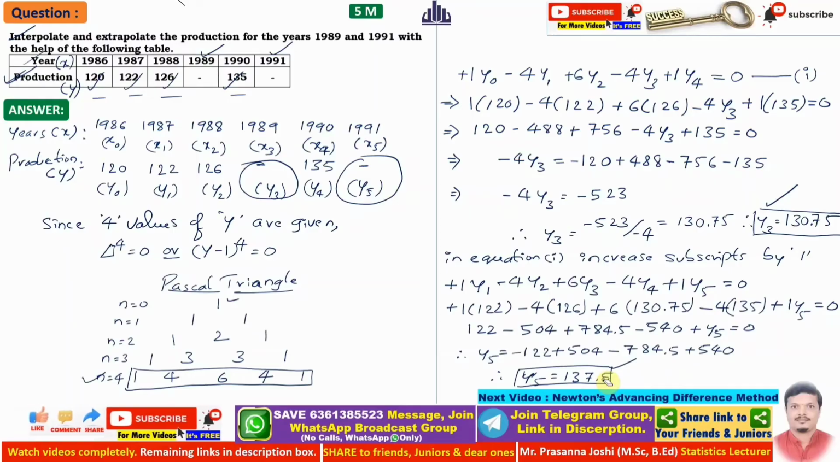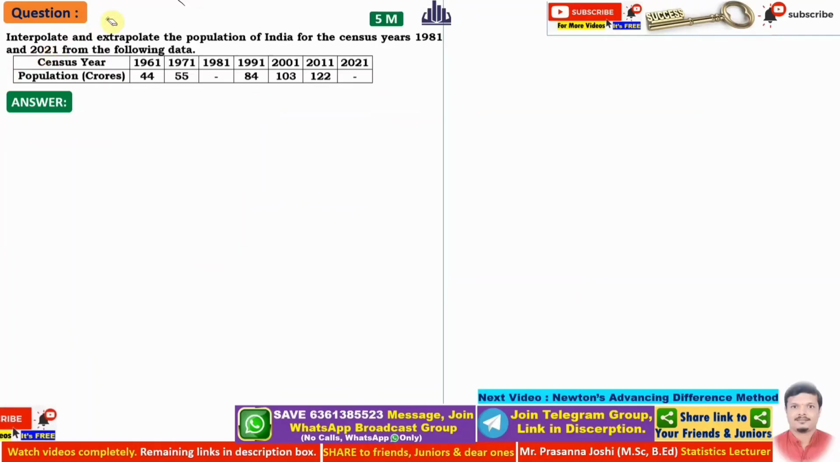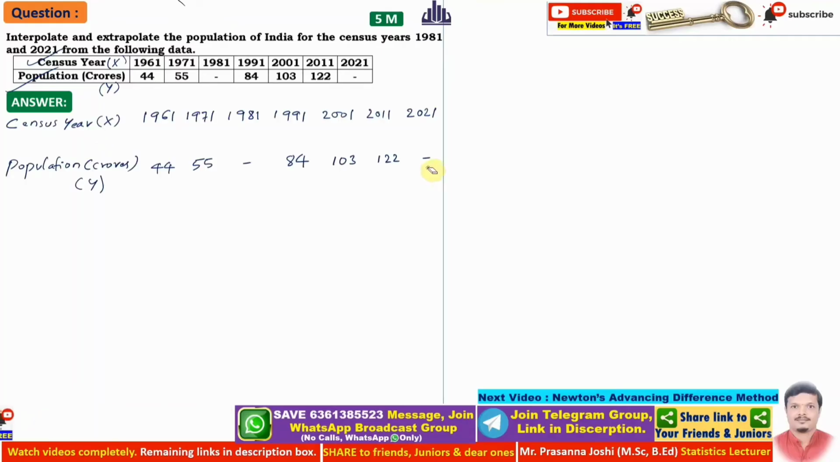Next, one more question we shall have into consideration. In this question, it was given 4 values of y, 1, 2, 3 and 4. Next question we shall see how many values of y are given to us. Interpolate and extrapolate the population of India for the census years 1981 and 2021 from the following data. Census year and populations are given. Census years are to be taken as X, and population in terms of crores is to be taken as Y. Now let us take down the data into the solution first. As usual, census years we take as X, and population in crores as Y.